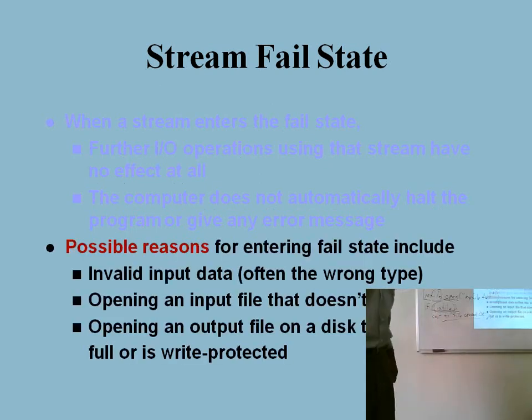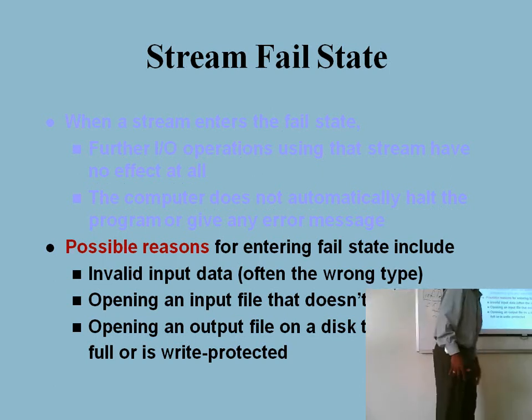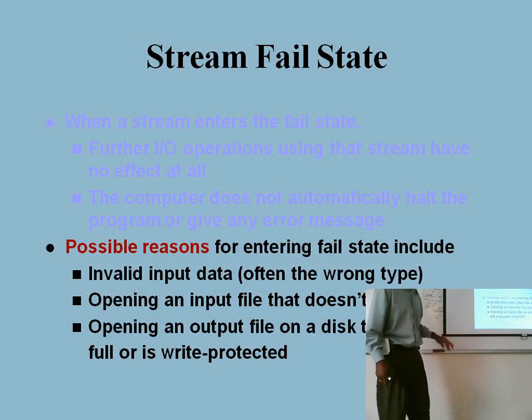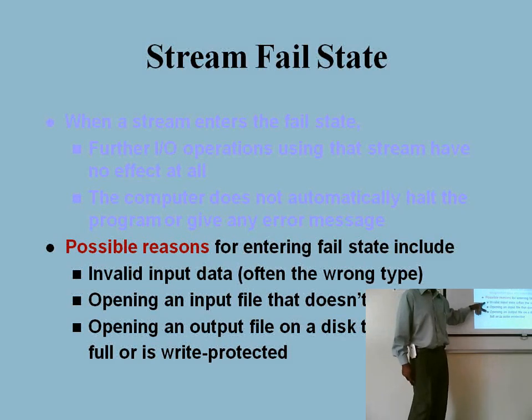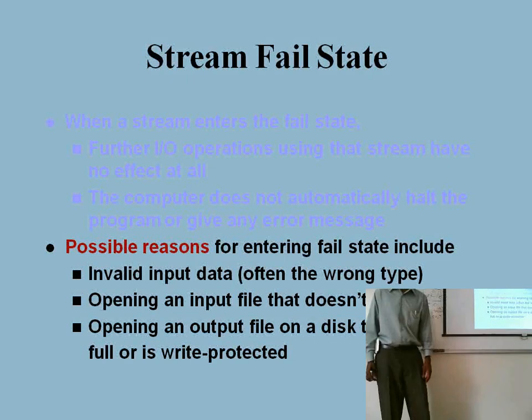So there are many possible reasons, not many, but several possible reasons why a file can enter a fail state. One, it's got invalid input data. It doesn't exist. The name doesn't match, or it doesn't exist at all. And if you're trying to open something that's been write protected, that's probably unlikely. But also, it enters a fail state when you've read to the end.